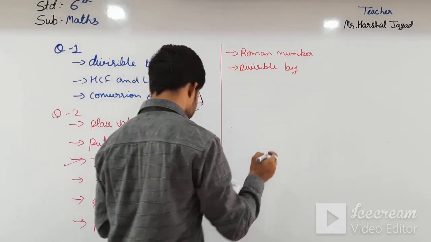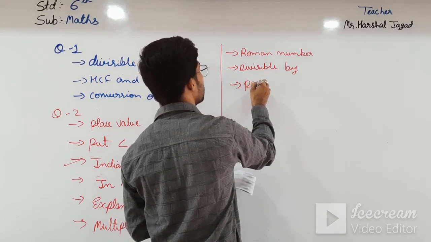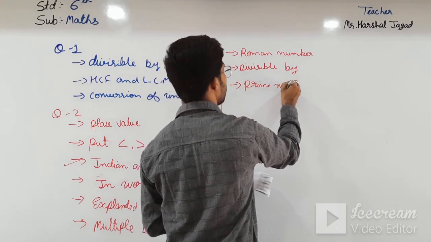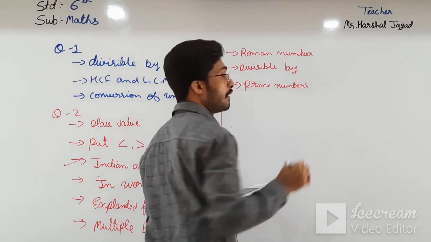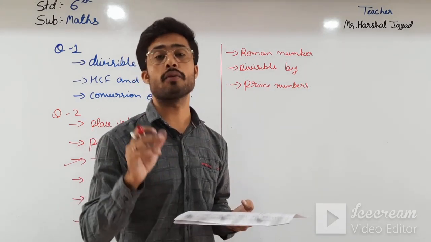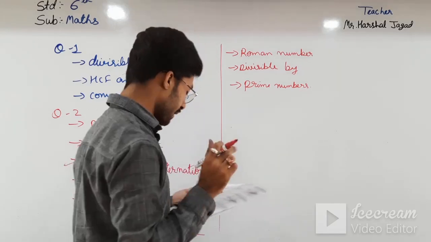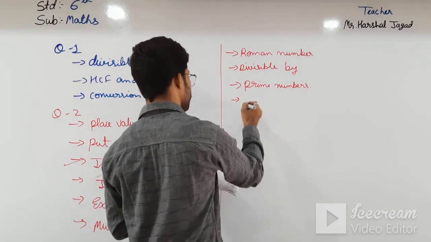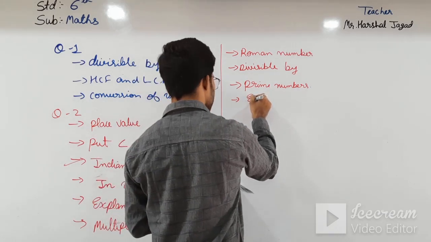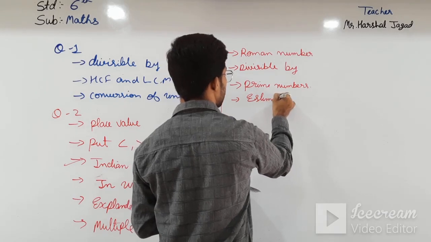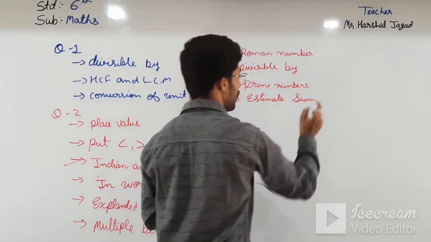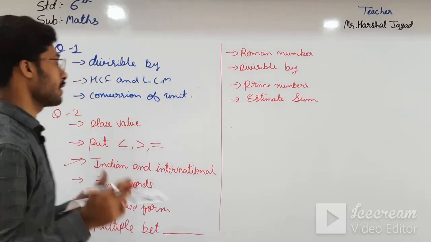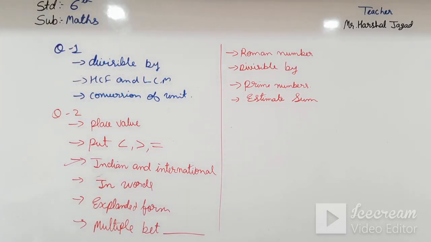Another, find out prime numbers. Many numbers are given and you have to find out which are the prime numbers. Then another will be asked, that is estimation, estimate sum. Okay students, this many topics will be asked in question number 2. Now moving towards question number 3. So what will be asked in question number 3? Let us see that, students.